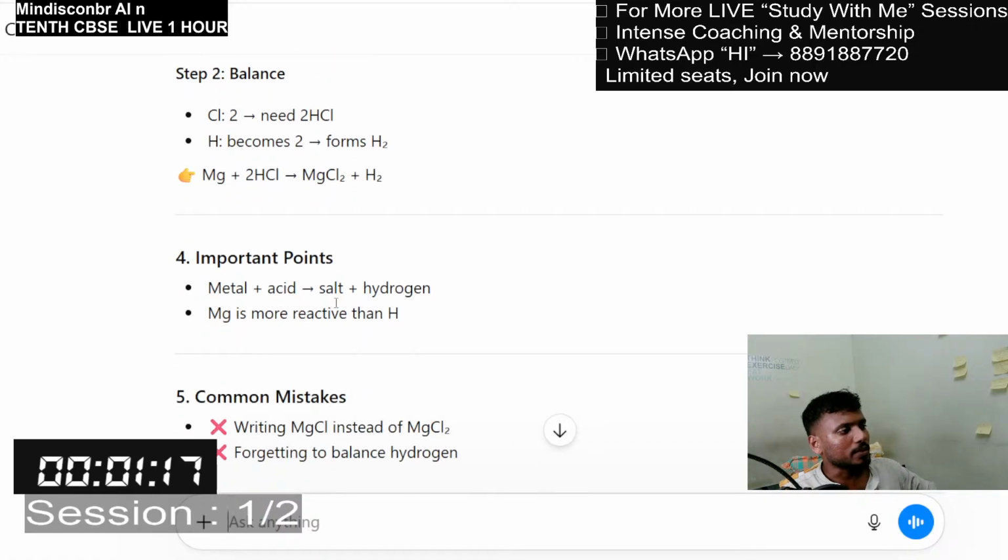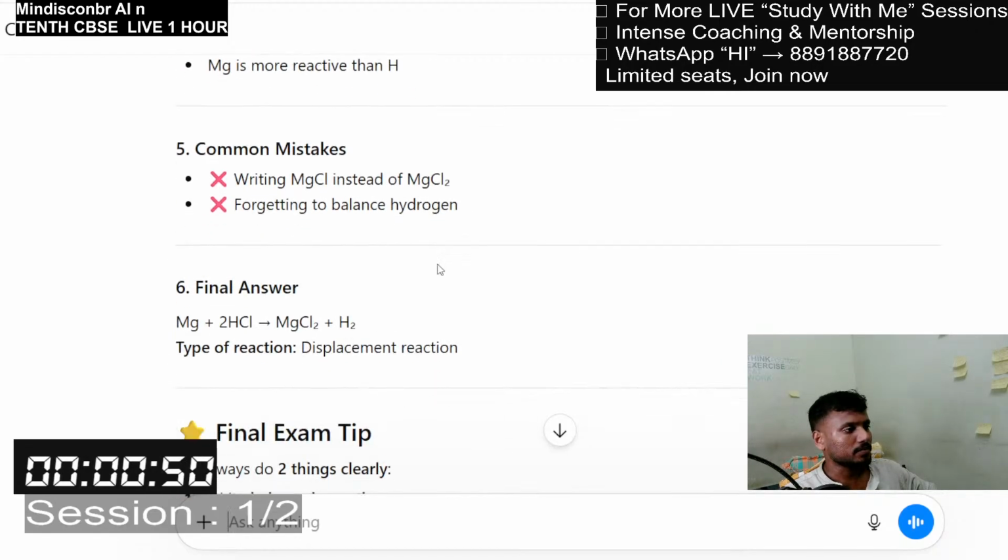Important point: metal plus acid gives salt plus hydrogen. Here magnesium is a metal, HCl is an acid. Sorry, it is not an example of a neutralization reaction; it is an example of a metal combining with an acid to form salt and hydrogen. Magnesium combines with acid HCl to form the corresponding salt, magnesium chloride MgCl2, along with hydrogen gas.